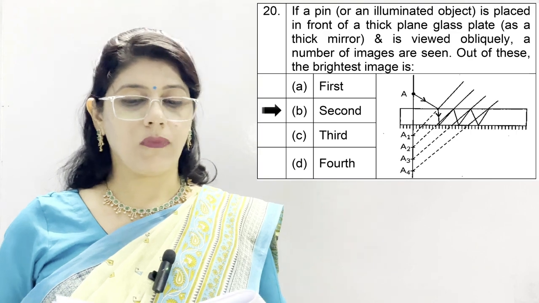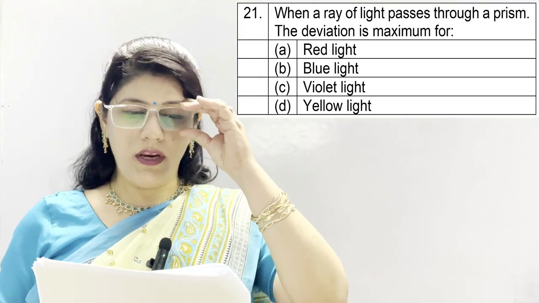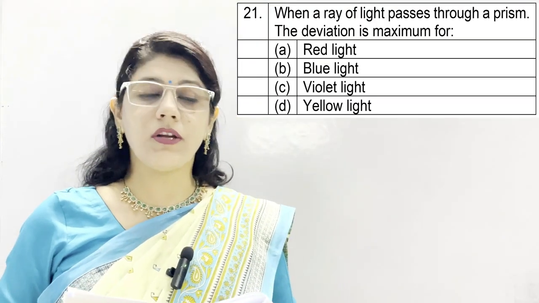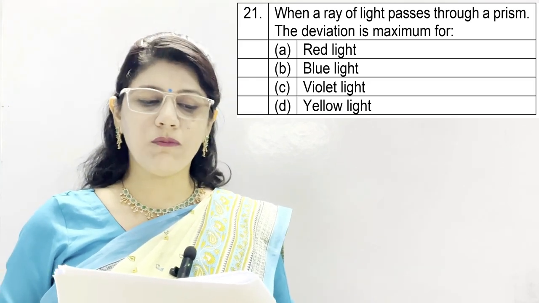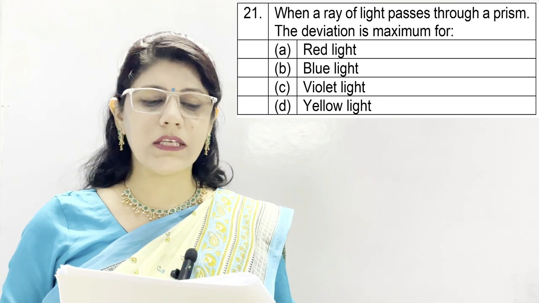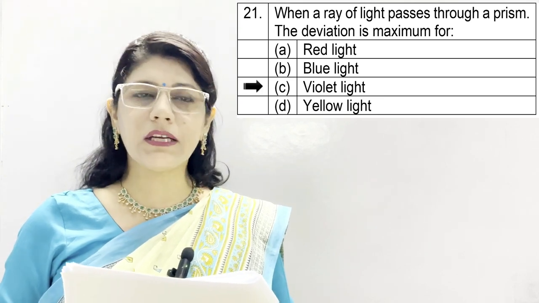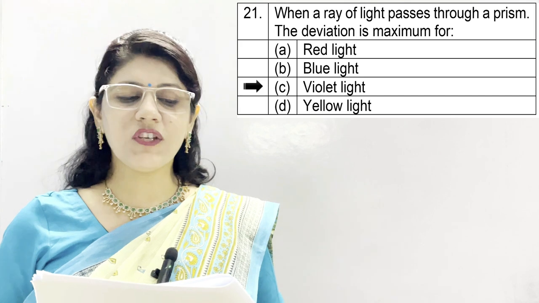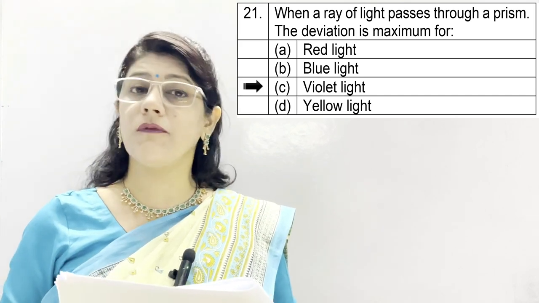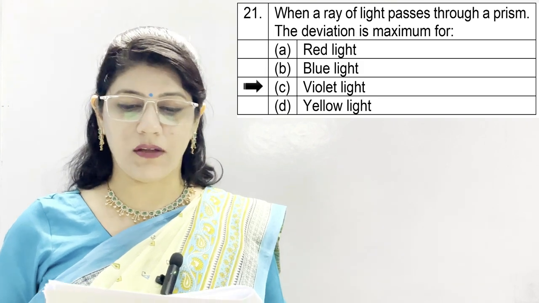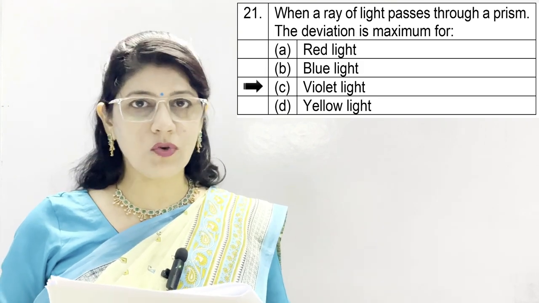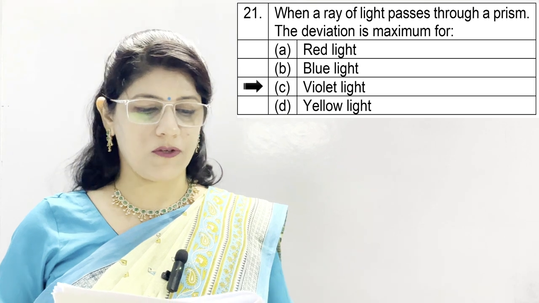In question number 21, when a ray of light passes through a prism, the deviation is maximum for options A. Red light, B. Blue light, C. Violet light, and D. Yellow light. Option C is correct, which is violet light. Deviation is maximum for violet light because deviation increases with decrease in lambda, means wavelength. Wavelength of violet is minimum, so deviation is maximum for violet.